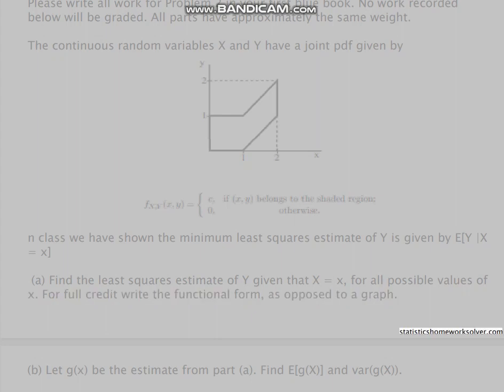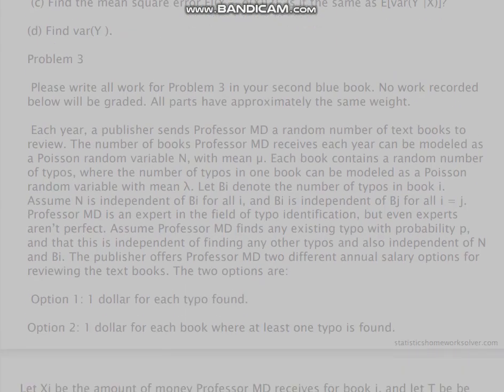B. Let g(X) be the estimate from part A. Find E[g(X)] and var(g(X)). C. Find the mean square error E[(Y - g(X))^2]. Is it the same as E[var(Y|X)]? D. Find var(Y).